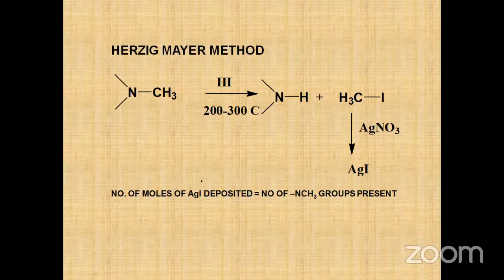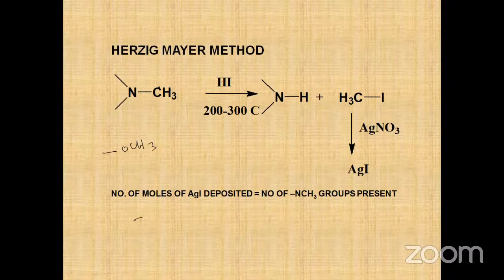Yeah, the Diesel method is applicable for the OCH3 group. When an OCH3 group is present, we apply the Diesel method. Suppose NCH3 groups are present, we apply the Herzig-Meyer method. But both methods use the same reagent, hydrogen iodide. Hydrogen iodide treats the N-methyl amine group, which means a methyl iodide is formed.